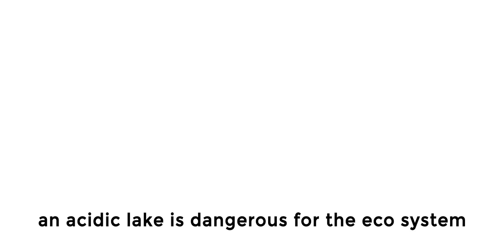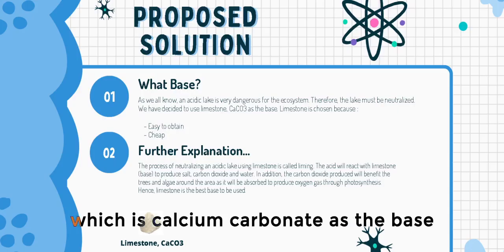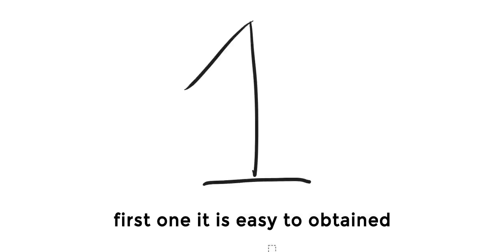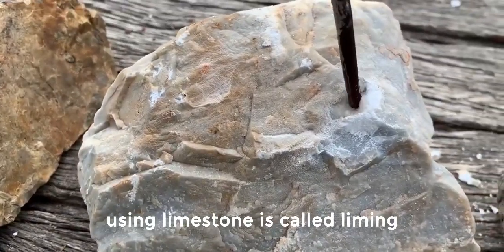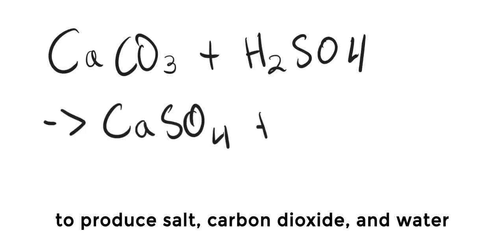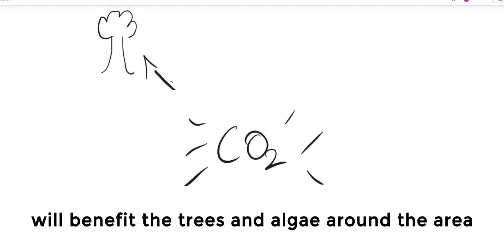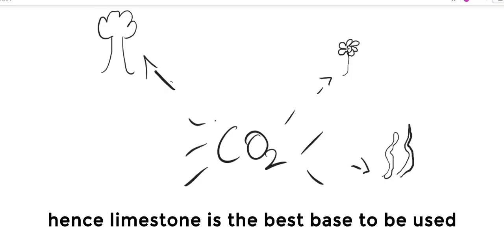As we all know, an acidic lake is very dangerous for the ecosystem. Therefore, the lake must be neutralized. We have decided to use limestone, which is calcium carbonate, as the base. Limestone is chosen because of two main reasons. First, it is easy to obtain, and second, limestone is very cheap. The process of neutralizing an acidic lake using limestone is called liming. The acid will react with limestone to produce salt, carbon dioxide, and water. In addition, the carbon dioxide produced will benefit the trees and algae around the area, as it will be absorbed to produce oxygen gas through photosynthesis. Hence, limestone is the best base to be used.